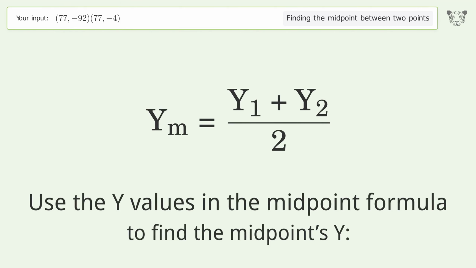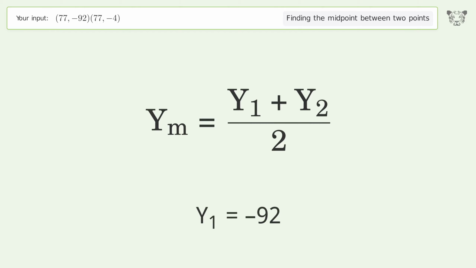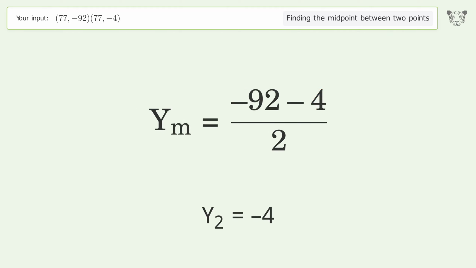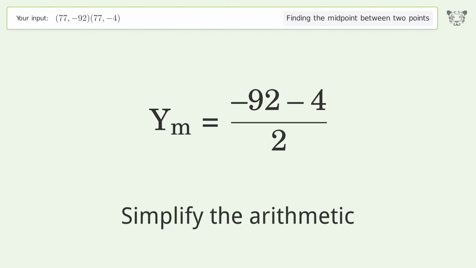Use the y values in the midpoint formula to find the midpoint's y. y1 equals negative 92. y2 equals negative 4. Simplify the arithmetic.